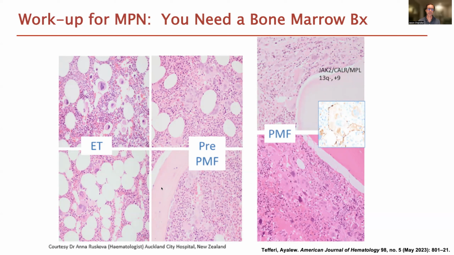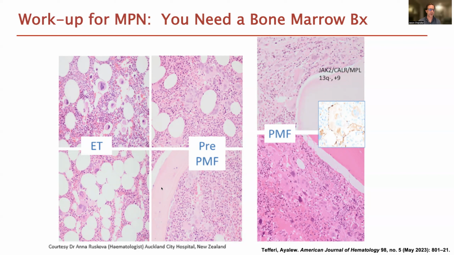So if you do get the mutation for JAK2, CALR, or MPL, the one on the left, you can see the pockets of fat. That's an indication of the cellularity, how much stuff is in the bone marrow. So that would be ET. But you can have a patient with elevated platelet count that can be not yet full primary myelofibrosis. And so you can have this pre-myelofibrotic condition.